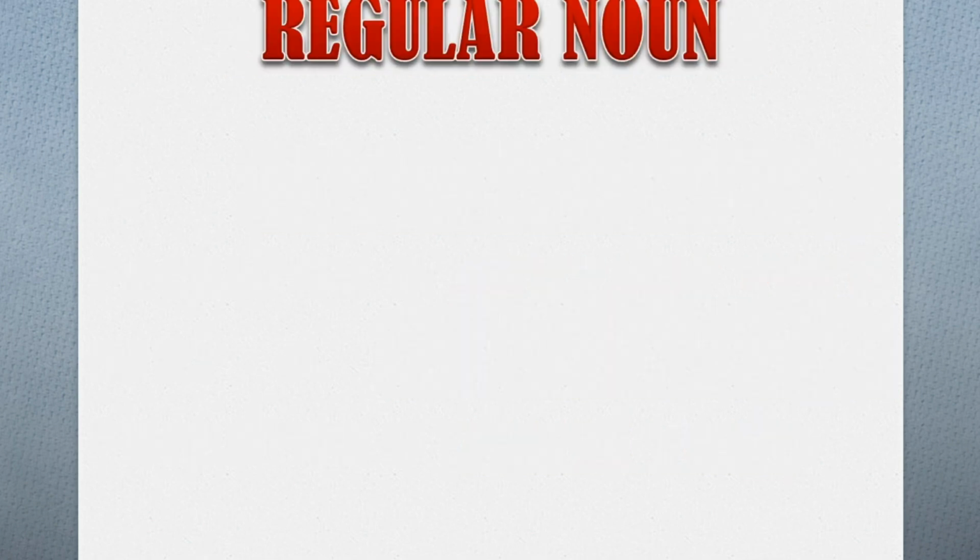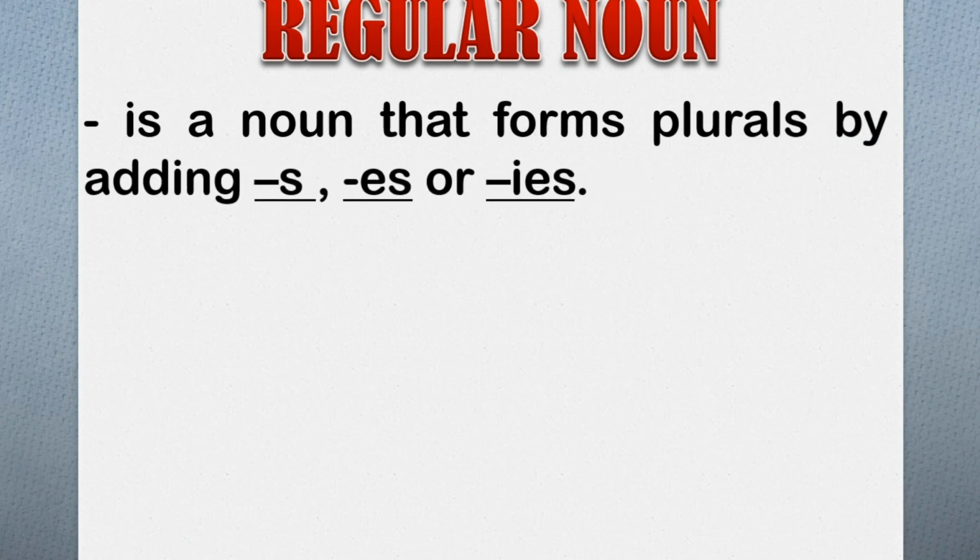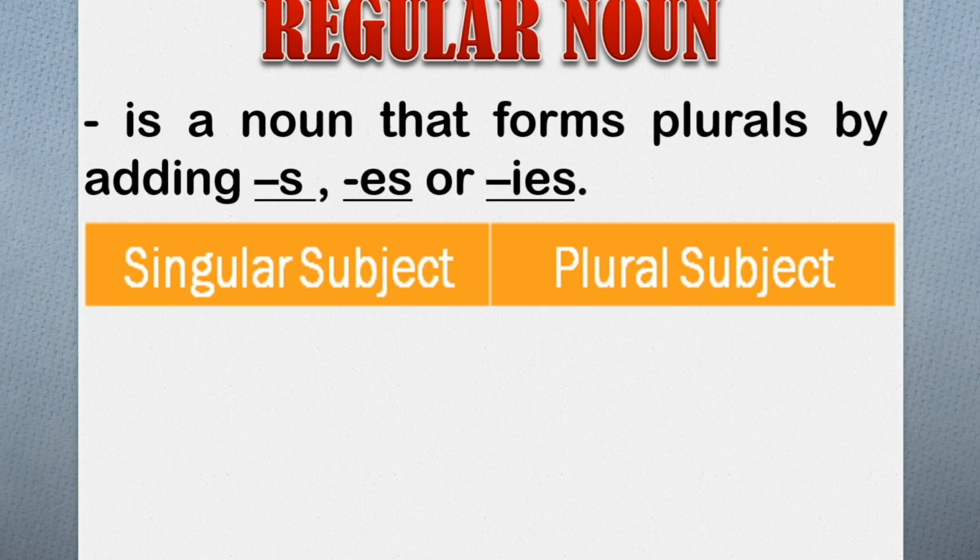Since we are talking about basic, we're just going to focus on regular nouns. Kasi kung pagsasabay-sabayin natin, baka magkalituhan na at hindi nyo maintindihan kung ano ba ang subject-verb agreement. So we're going to focus first on regular nouns. When we say regular noun, it is a noun that forms plurals by adding s, es, or ies after the noun. So we have here examples of singular subjects and plural subjects.